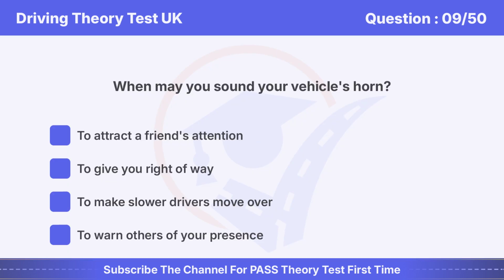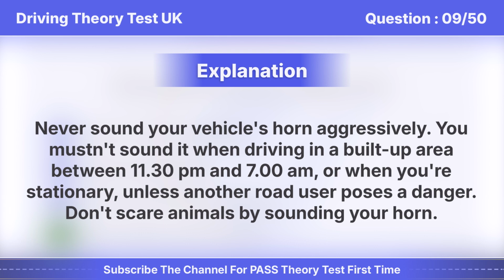Question 9. When may you sound your vehicle's horn? Answer is D, to warn others of your presence. Never sound your vehicle's horn aggressively. You mustn't sound it when driving in a built-up area between 11:30 p.m. and 7 a.m., or when you're stationary, unless another road user poses a danger. Don't scare animals by sounding your horn.